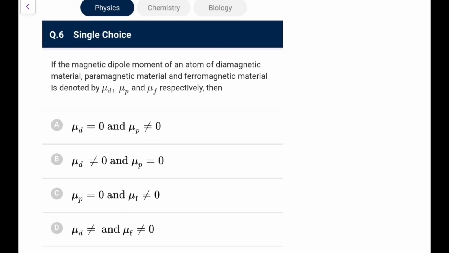If the magnetic dipole moment of an atom of a diamagnetic material, para and a ferro, are this respectively, then we know for a diamagnetic material it is 0, not for para and the ferro. So we'll go for option A, that is the answer.